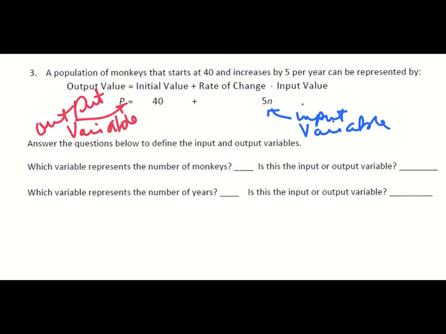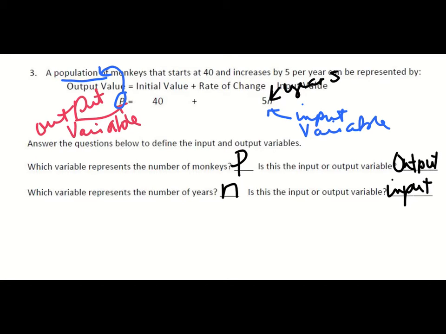So which number represents the number of monkeys? If they're talking about the population, they're talking about P. Your population of monkeys starts out at 40 and increases by 5 per year. So when they say per year, this is my number of years. So my population of monkeys they're representing with P, and the number of years with N. And so my N is my input whereas my P is my output. Just remember that whatever is in the equation is your input, and whatever is on the outside is your output.